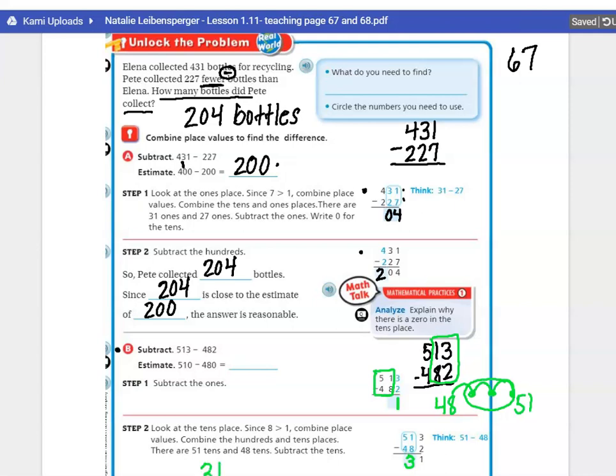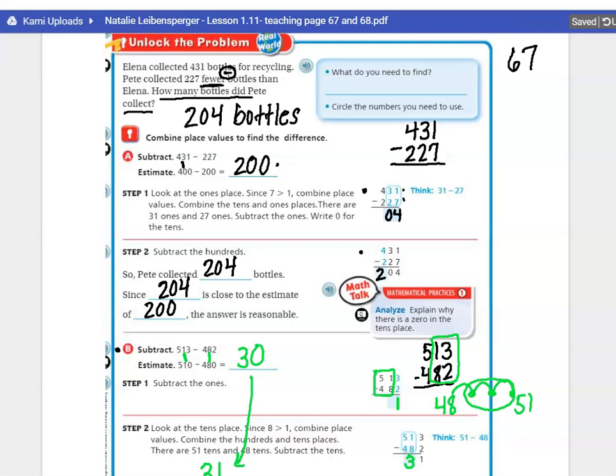I realize that I forgot to estimate here. So let's do that. It's okay if you forgot, you can come up here. I know that 513, if I estimate that, I would round to about 510. And then 482 would round to 480. So that's a difference of 30. And if I take a look at my answer, I'm pretty close. So I know that my answer is reasonable.